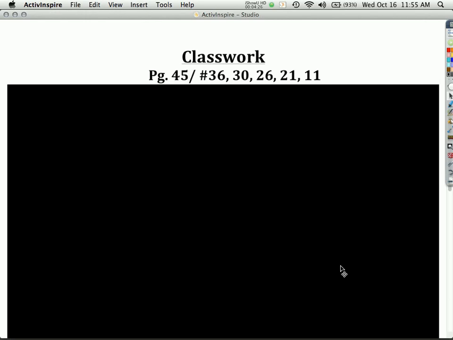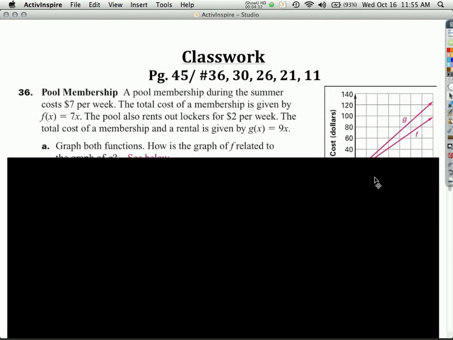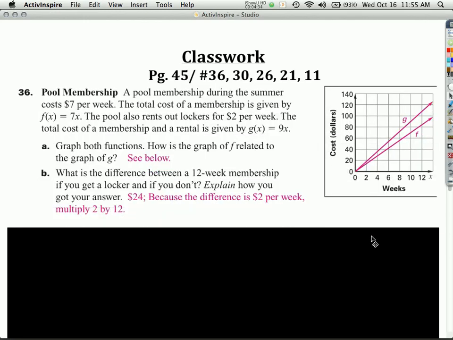All right, let's see how well we're grasping function notation so far. Number 36. So you should have had two graphs that both started at 0. That should have been immediately obvious to you because these are both basically direct variations.